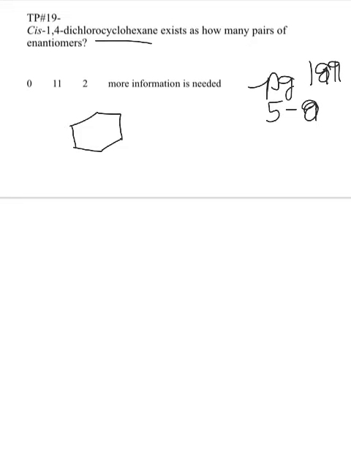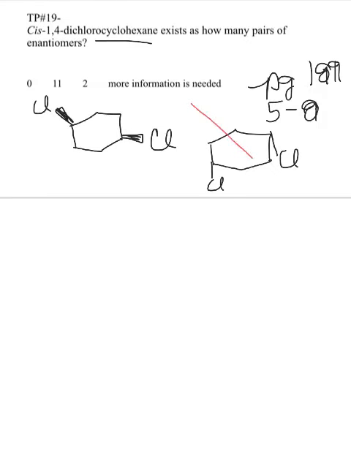So here we have cis-1,4-dichlorocyclohexane. So 1, 2, 3, 4. And another way to draw that would be, you can draw below 1, 2, 3, 4. And at this point, you can see a plane of symmetry. And so if there's a plane of symmetry, then it would have 0 enantiomers.